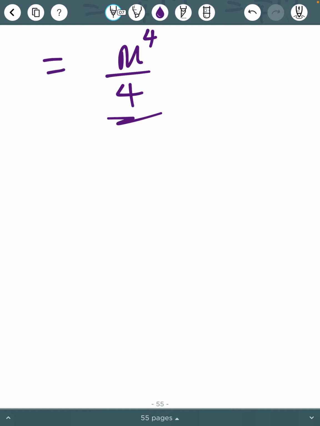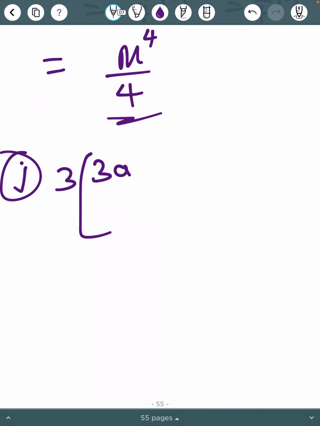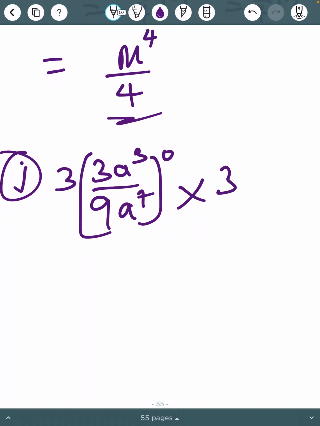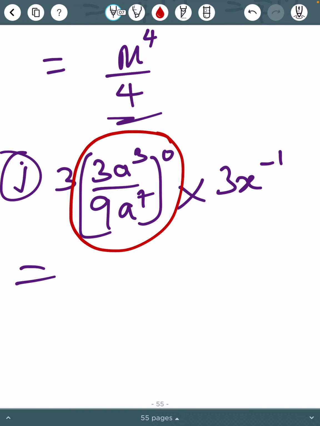Now, question G. 3 open bracket 3a raised to power 3 over 9a raised to power 7, raised to power 0, times 3x raised to power minus 1. Everything in this bracket will become 0. I think I should choose a color for them. Everything inside this bracket becomes 1.